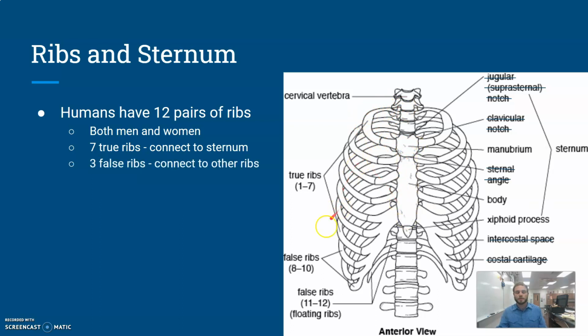3 false ribs, meaning they're going to connect to the rib just superior to them. So rib number 8 connects to rib number 7. Rib number 9 connects to rib number 8. So you can kind of see the cartilage that's attaching here. And then you have 2 false ribs, which are your floating ribs. They do not connect at all.